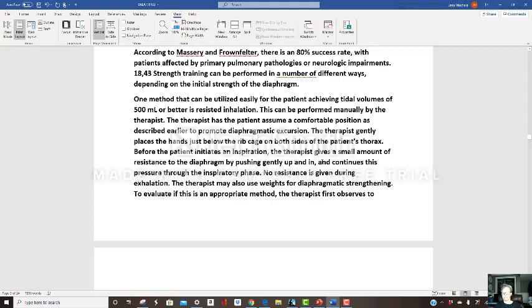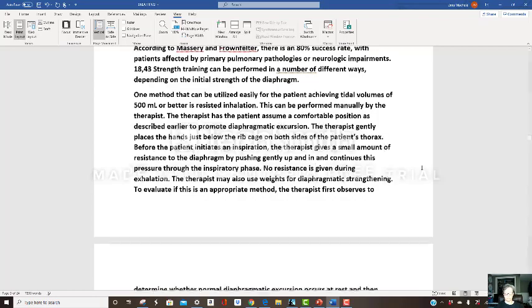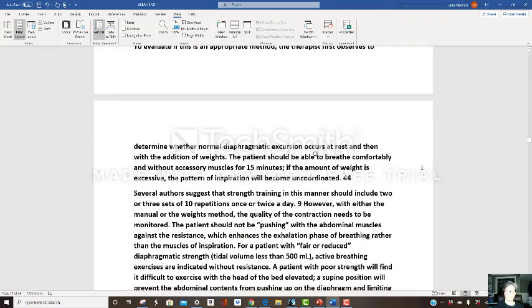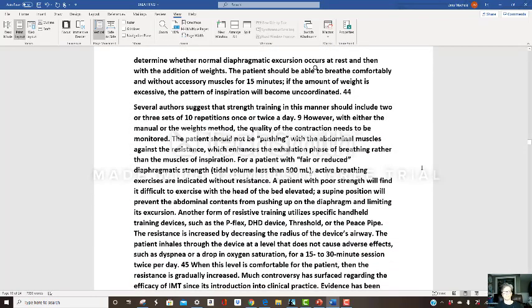The therapist may also use weights for diaphragmatic strengthening. To evaluate if this is an appropriate method, the therapist first observes to determine where the normal diaphragmatic excursion occurs at rest and then with the addition of weights. The patient should be able to breathe comfortably and without accessory muscle use for 15 minutes. If the amount of weight is excessive, the pattern of inspiration will become uncoordinated.